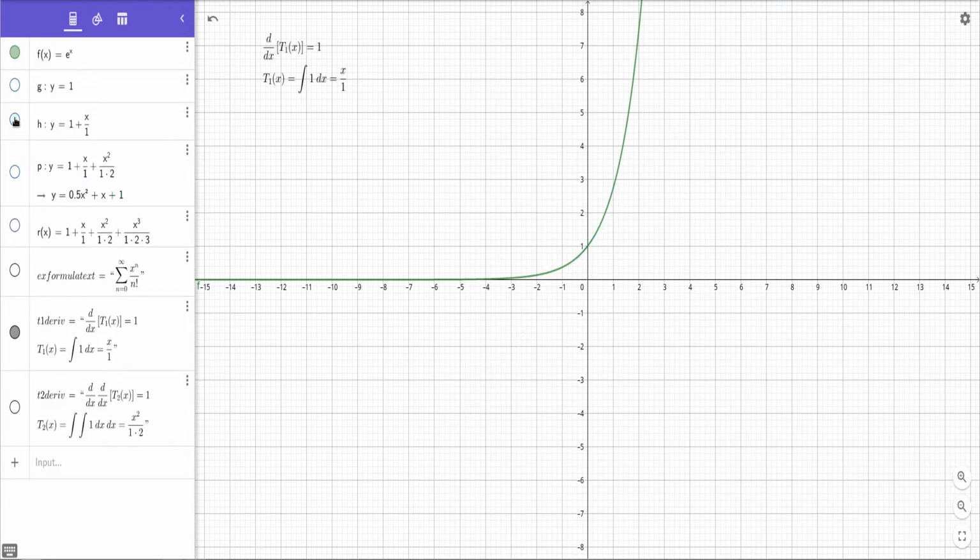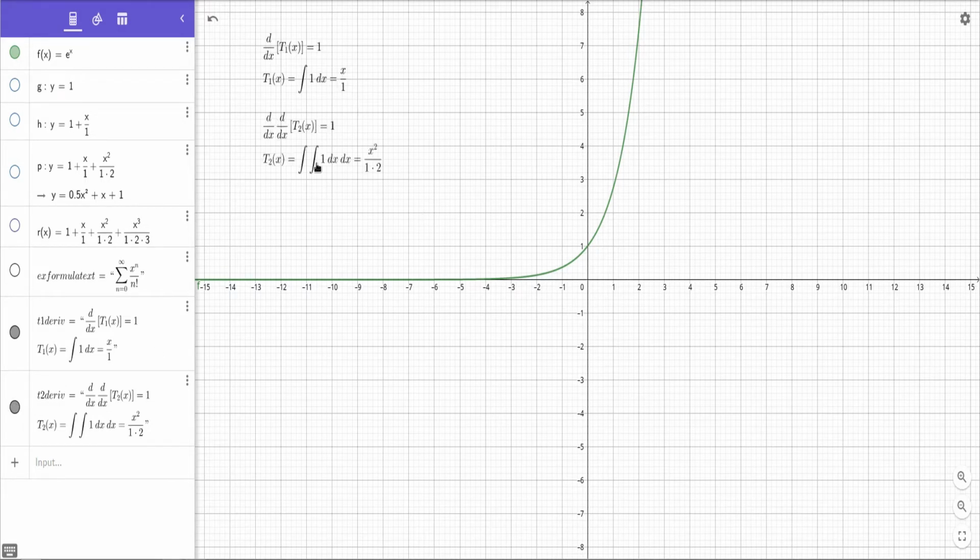Alright, so now let's try to do a quadratic polynomial that approximates this. Well, what's the second term going to be? Well, for that, we're going to find the second derivative of this function. And we know the second derivative is going to be 1 again. Because every derivative of e to the x is e to the x, and e to the 0 is always 1. So what we want to do now is, because the second derivative of t2 of x, t2 being the second term, is 1, we have to take the integral twice to figure out what the second term is.